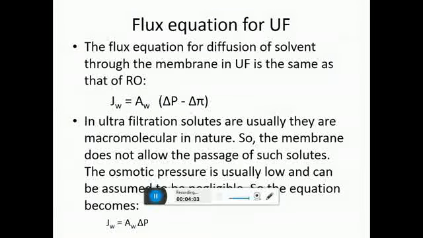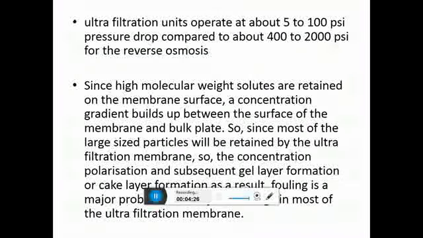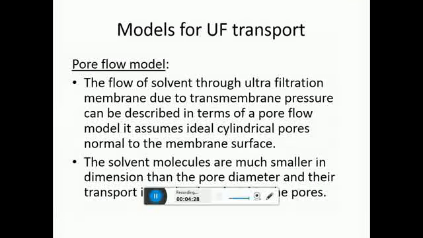Next, coming to the flux equation. Now this is important. The flux equation is just the same as for RO, but as there is no important role of osmotic pressure, because large molecules or macromolecules are to be handled, this simply becomes JW equal to AW into del P. This is the pressure difference. So just go through these.